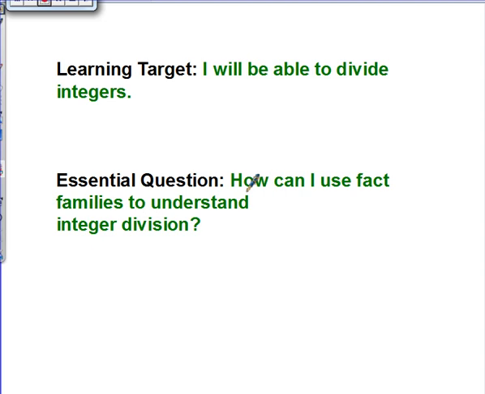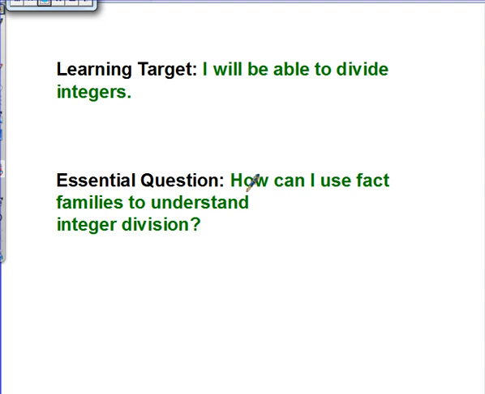Hi guys! Alright, today we're going to be able to divide integers, and we're going to be using fact families to understand integer division. If you want, pause the video now so that you can copy your learning target and essential question.